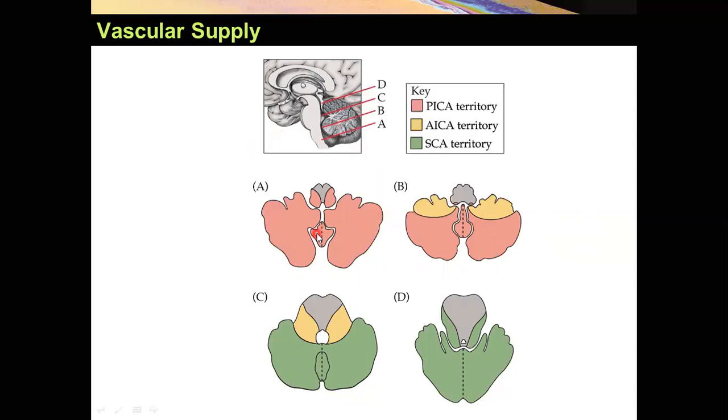Now, section A is taken through the inferior border of the cerebellum, and section B is taken through the middle of the inferior part of the cerebellum. Section D is taken through the upper end of the superior cerebellum, and section C is taken deep to the superior cerebellum.